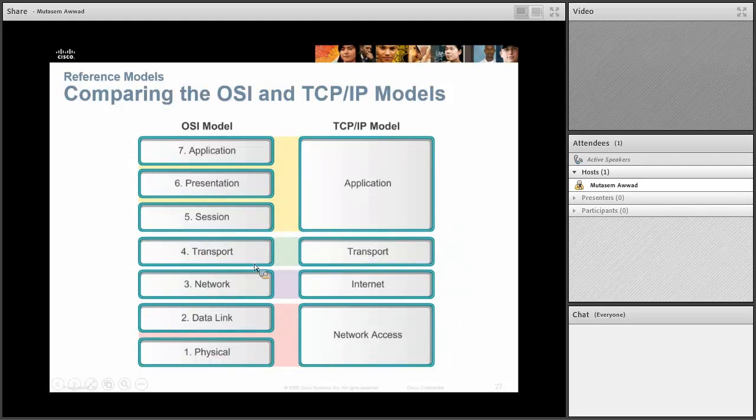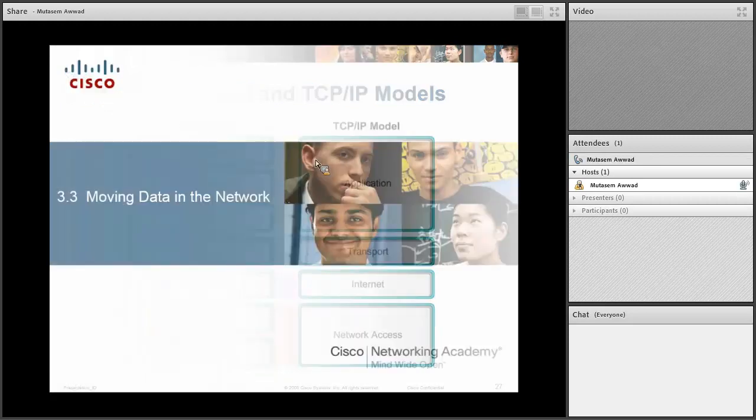So that would be your answer right here: the relationship between the OSI model and the TCP/IP model.